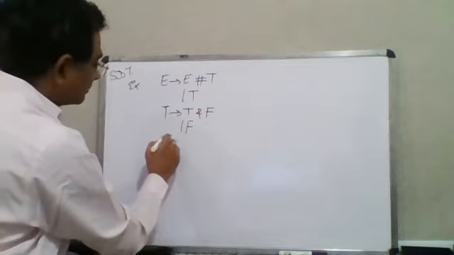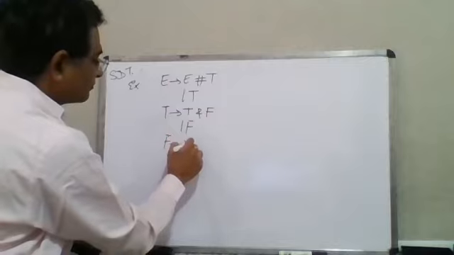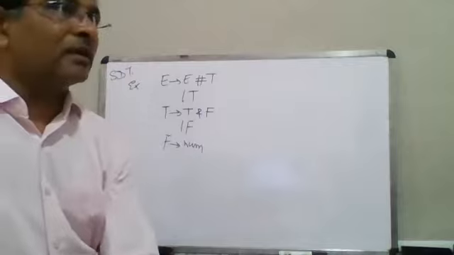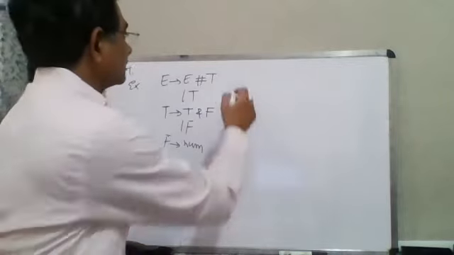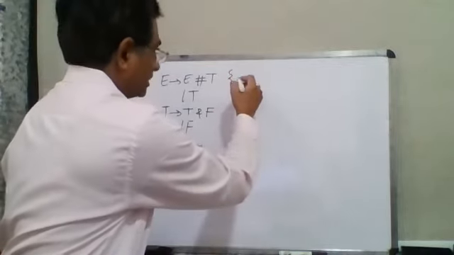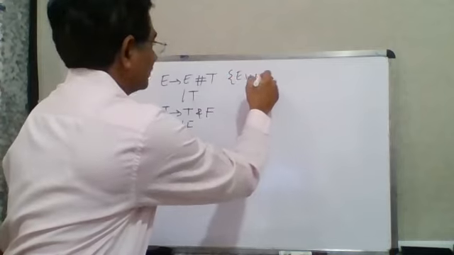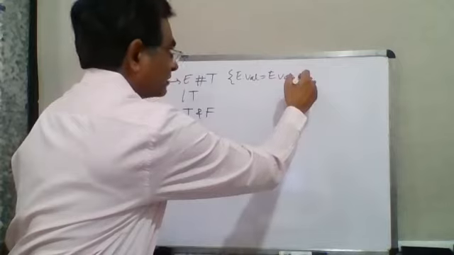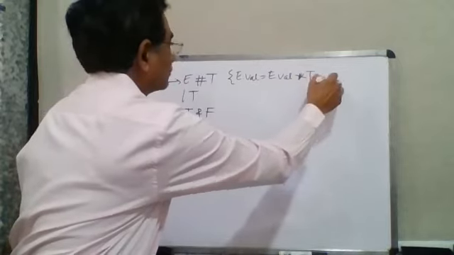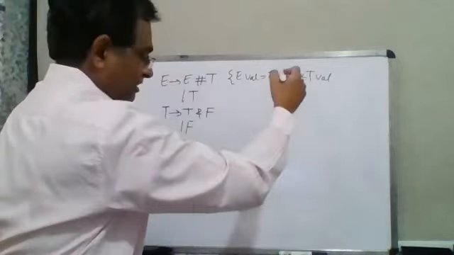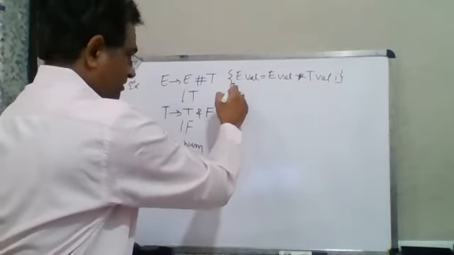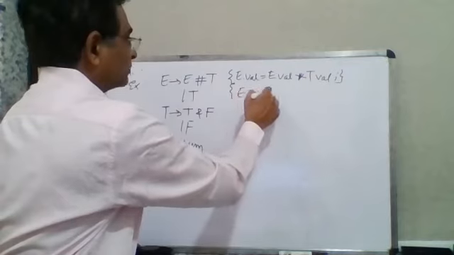The previous grammar was there. So F tends to number, and what is the action part? The action part is E dot val is equal to, just note down with me, E dot val star T dot val. So wherever there is a hash, there is some star operation which is going to be done, right? E dot val equal to T dot val.